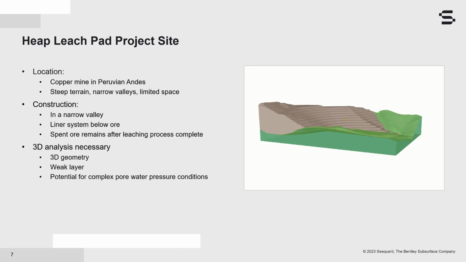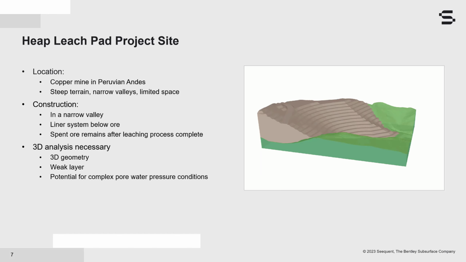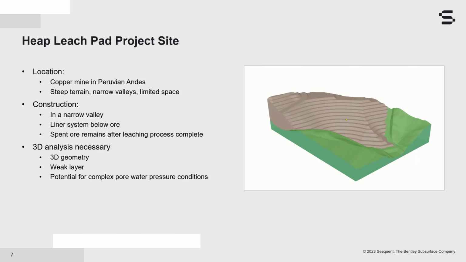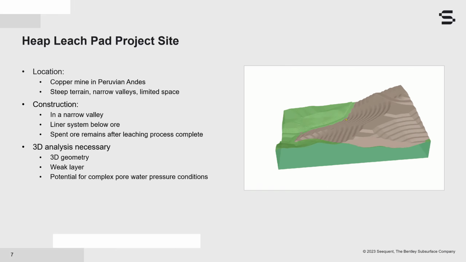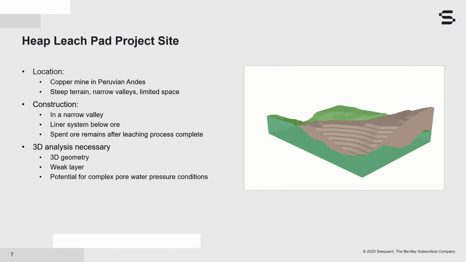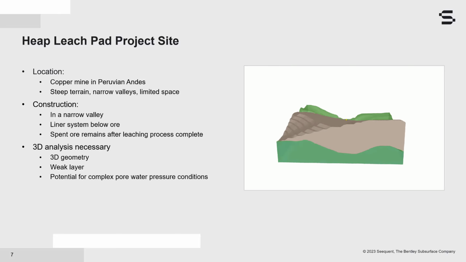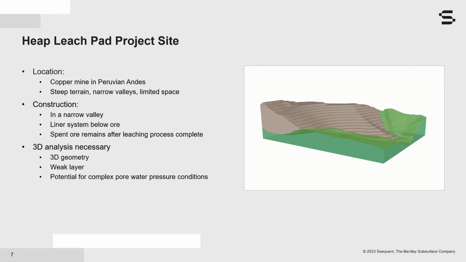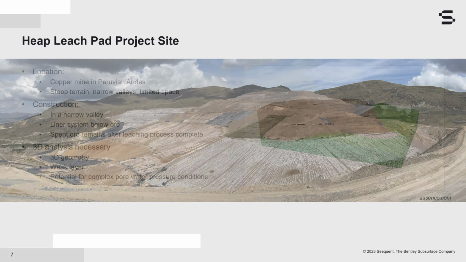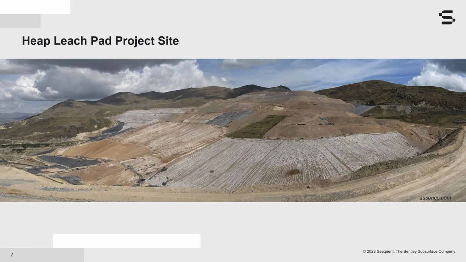This particular heap leach pad is located in a narrow valley with a liner system below the ore. After the metal is leached from the ore, the heap leach pad remained in place, given the limited space at the site. Given the variable topography and weak layer associated with the liner system, 3D analysis of the heap leach pad was necessary. Though this is not the exact heap leach pad assessed in this project, this image illustrates the overall topography and site characteristics of a typical heap leach pad in the Andes Mountains.